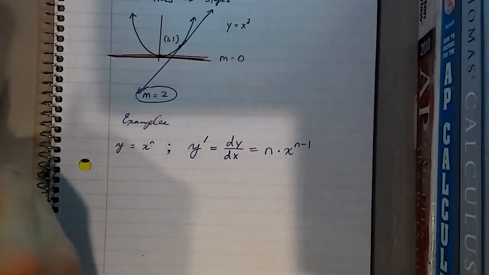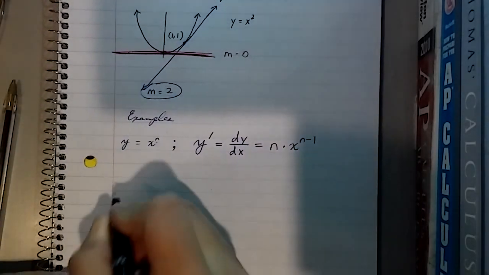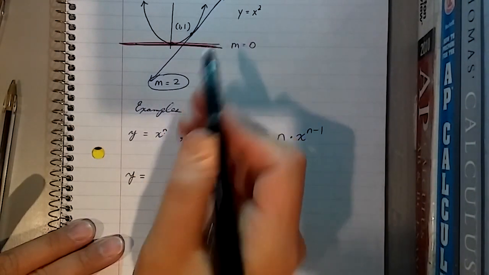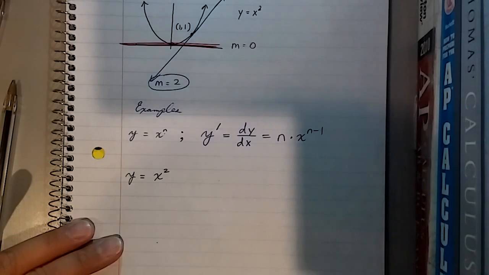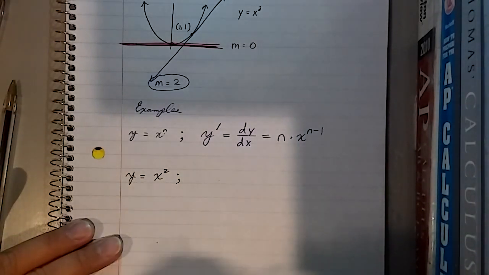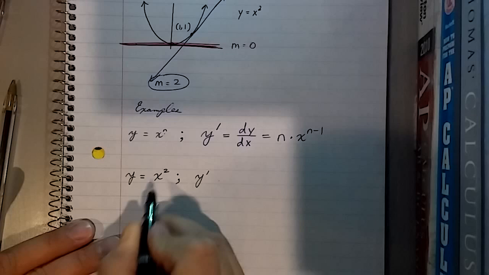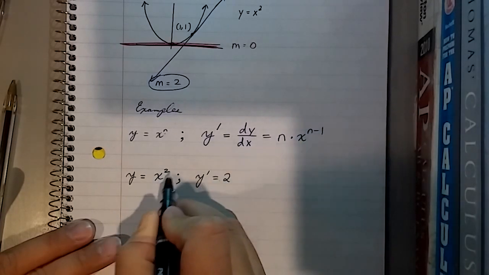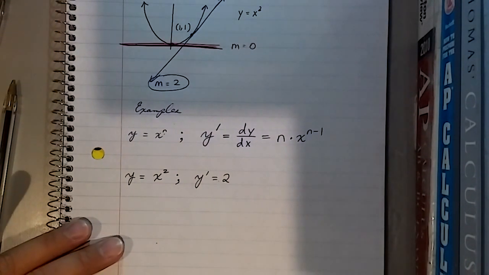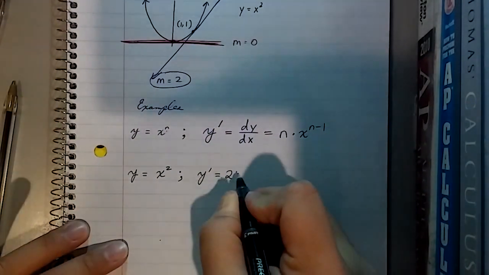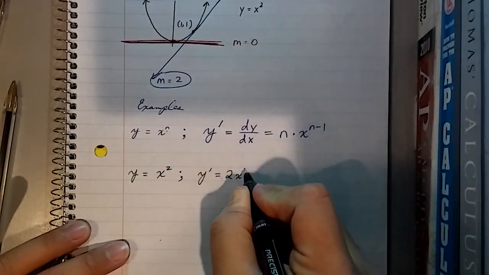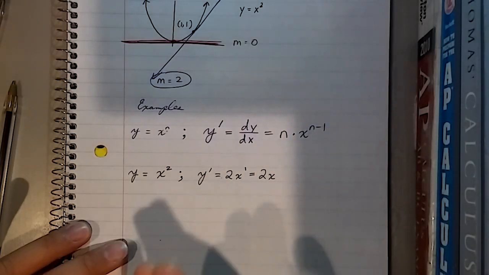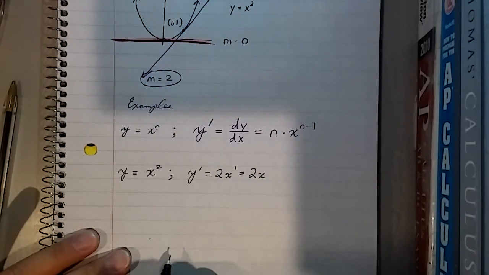That's really it. So for example, if I gave you a problem like y equals, like up here, x squared. What is my derivative going to be? Well, the 2 has to come out to the front, and the power has to go down by 1. So instead of x squared, it's going to be x to the 1, which is the same as 2x. That's our slope. That's our derivative right there.